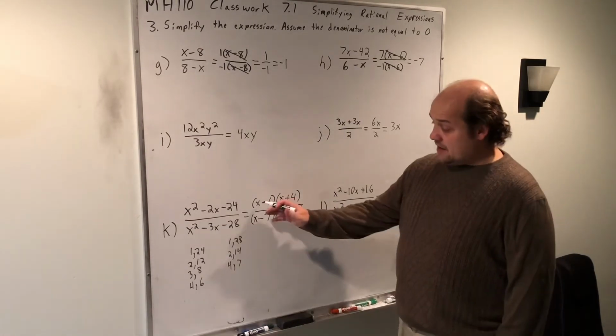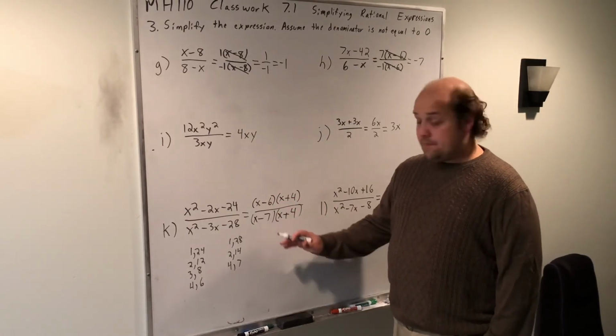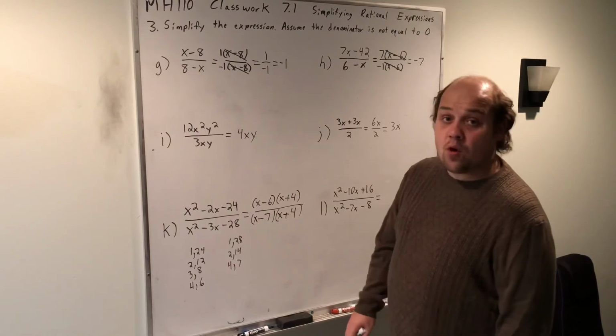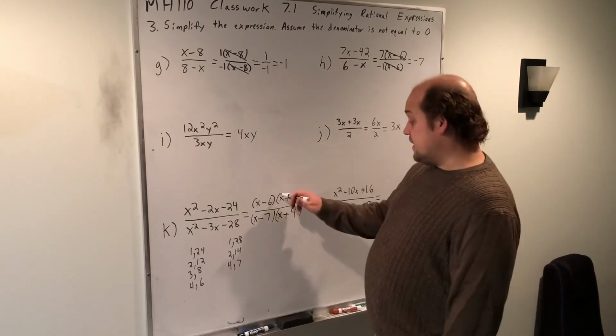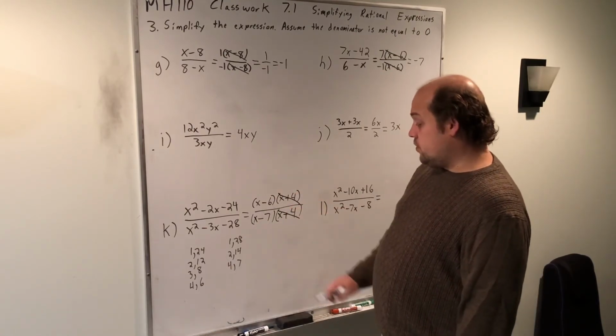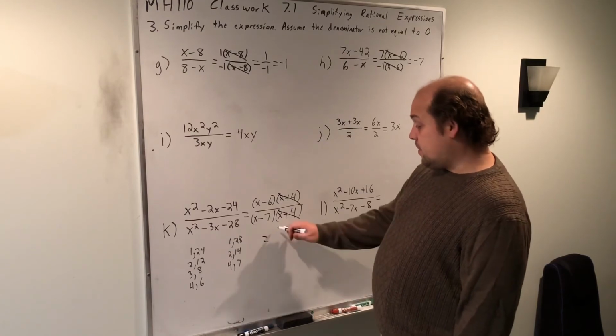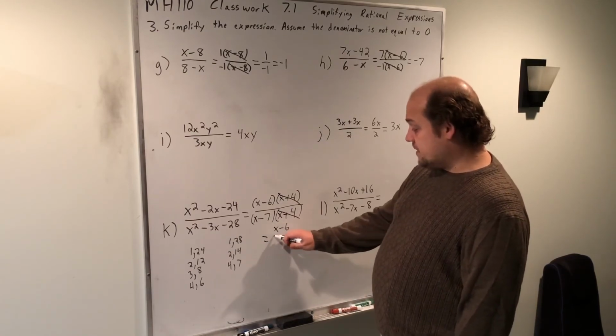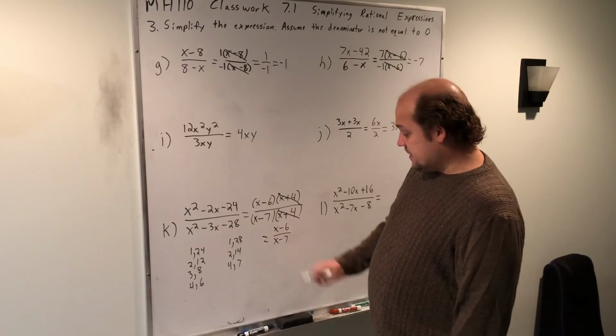I now see that I have x minus 6, x plus 4 on top, x minus 7, x plus 4 on bottom. The repeated factor is this x plus 4, which I can reduce on top and bottom. That gives me my final answer of x minus 6 on top, x minus 7 on bottom.